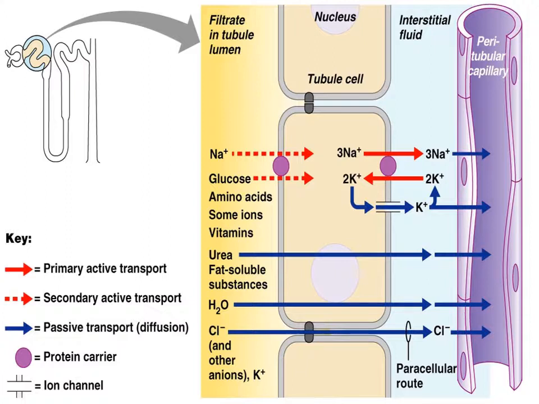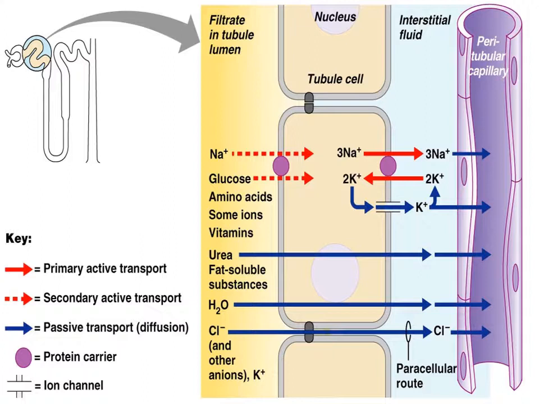Here we see the sodium being used to move other items across the simple cuboidal cells. You can see sodium move glucose in the same direction at the same time with the red dashed lines. That direction is called symport. We can also see sodium and potassium moving in opposite directions with the pump. That direction is called antiport.